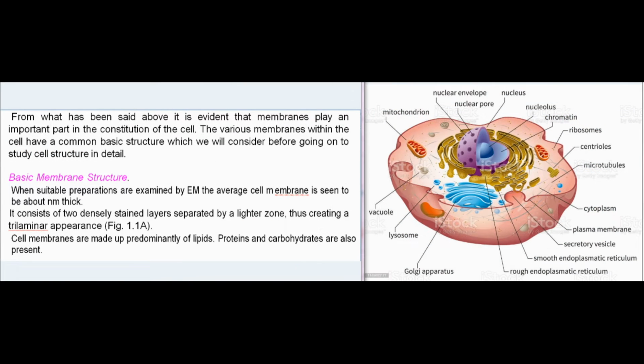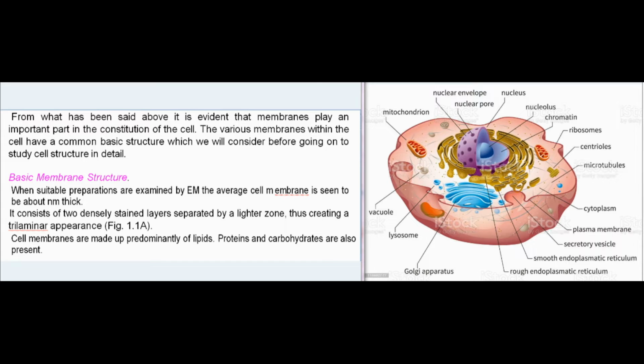From what has been said above, it is evident that membranes play an important part in the constitution of the cell. The various membranes within the cell have a common basic structure which we will consider before going on to study cell structure in detail. Basic membrane structure. When suitable preparations are examined by electron microscopy, the average cell membrane is seen to be about 7.5 nm thick. It consists of two densely stained layers separated by a lighter zone, thus creating a trilaminar appearance, Fig 1.1a.